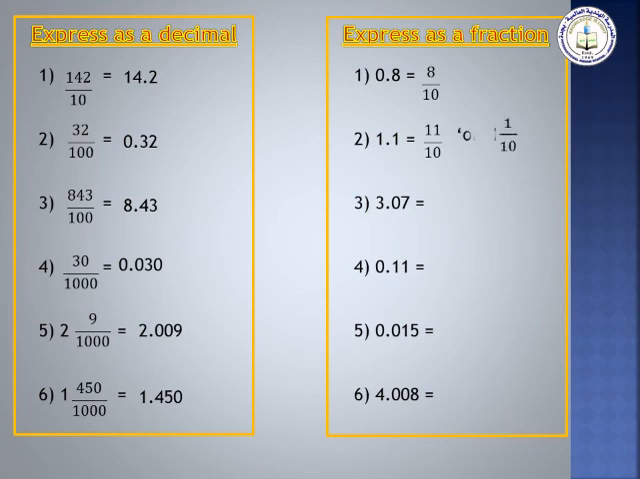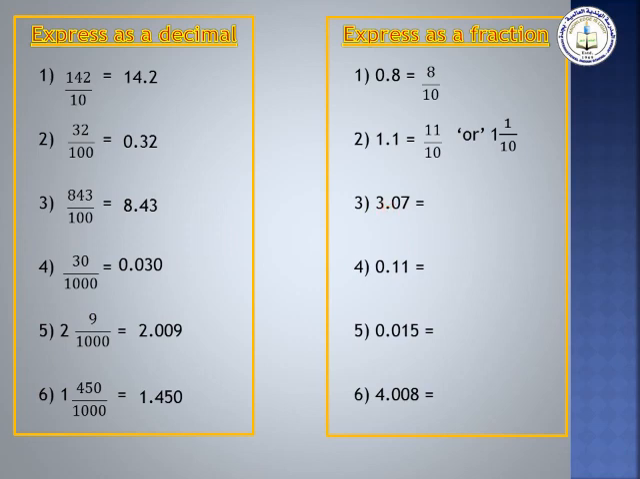Or we can write it this way: 1 is a whole number, so keep it as 1 here, whole number. Then the decimal part, 1 by 10, is the fraction form. You can write this form. Next, 3.07. We can remove this decimal point first.